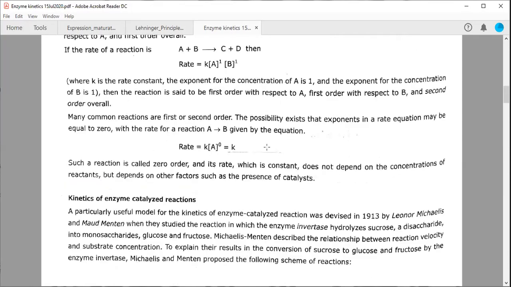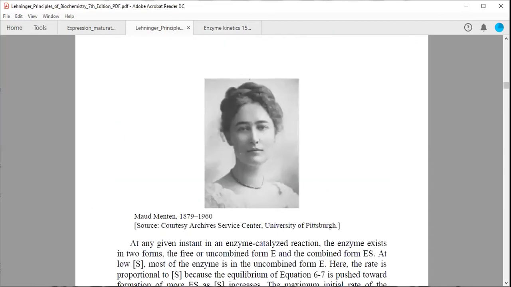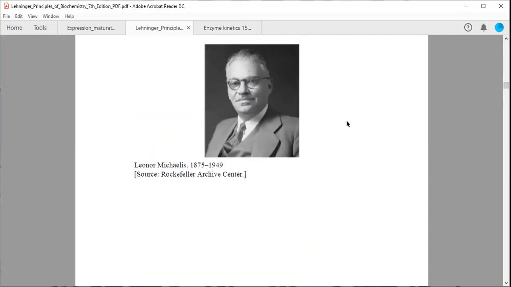So we have discussed this actually now. Kinetics of enzyme catalyzed reactions. A particularly useful model for the kinetics of enzyme catalyzed reactions was devised in 1913 by two scientists, Leonor Michaelis and Maud Menten, as we have seen in our reference book. Okay, so actually they are here. This is Menten and Michaelis. So in 1913, they calculated some values, and based upon those values, they drew some curves.